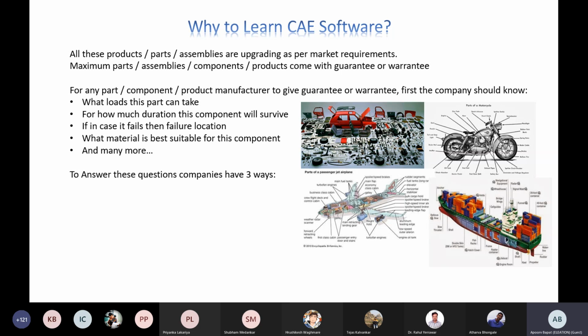and many more questions. To get the answers to these questions, any manufacturer has only three ways: analytical, numerical, and experimental. These are the only three possible options which a manufacturer can opt for and get these answers and then sell the product in the market. So we will see all these processes one by one.